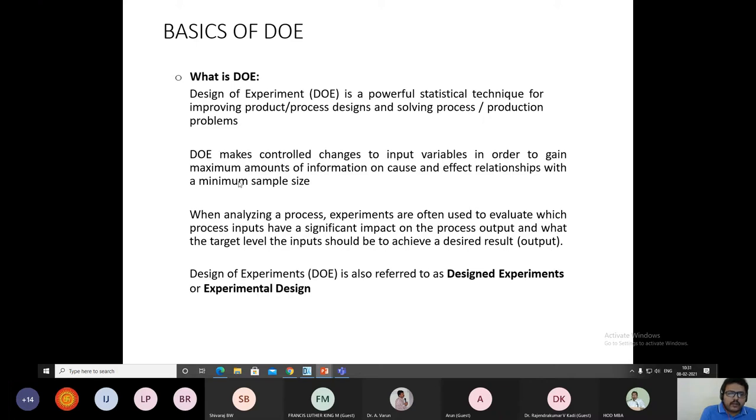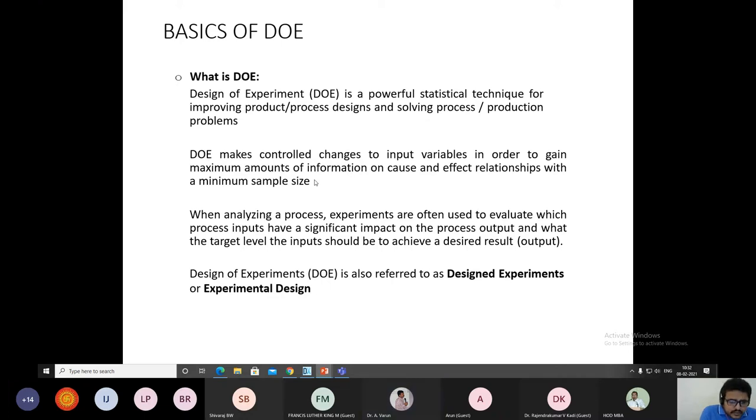So if you apply DOE, then you will understand how to make the controlled changes, means whether high speed is required or low speed is required or medium speed is required while machining so and so material, or whether low depth of cut is required or high depth of cut is required or medium depth of cut is required for machining.